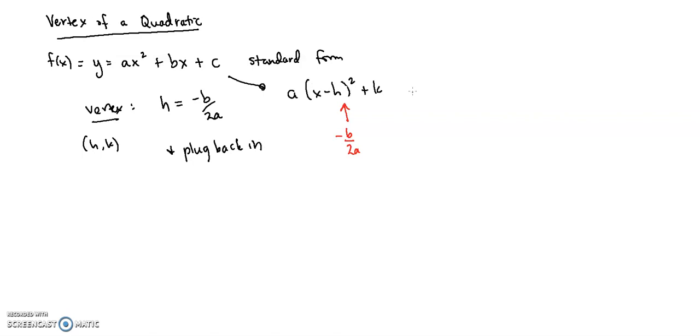When you put this into vertex form from standard form, there is a formula here, but it's messy and it's a pain, and I never remember what it is because it's much, much easier to just plug it back in.